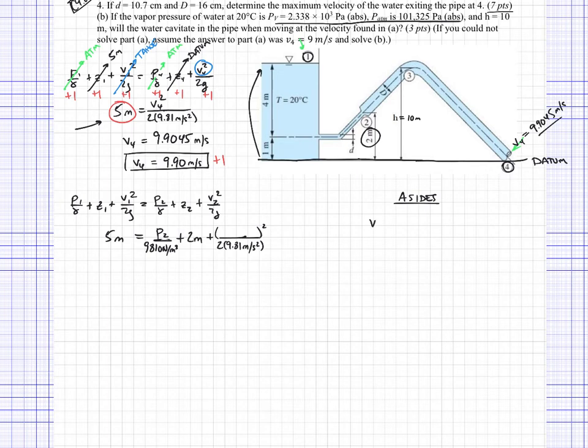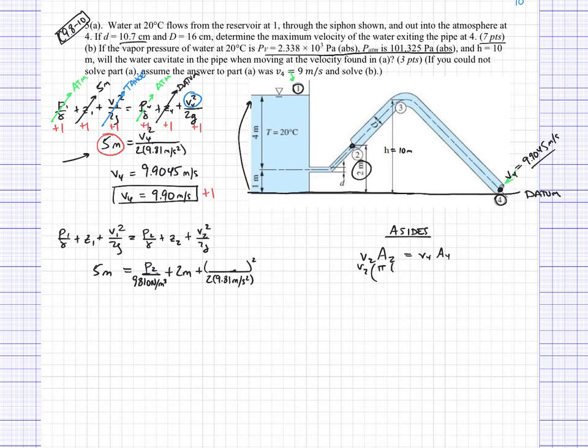So I need to get what V2 is. I recognize that the flow at 2 is the same as the flow at 4. So V2 A2 equals V4 A4. V2 times A2, which is pi times the diameter of the little pipe they gave us, 0.107 meters squared over 4, equals V4, which I solved for, 9.9045 meters per second, times that area, which is pi times 16 centimeters, 0.16 meters squared over 4.